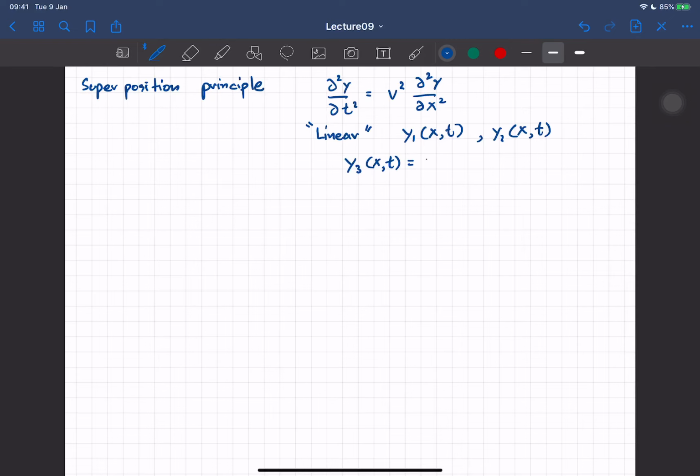You can come up with y3 by adding y1 and y2 together like this. And in this case, y3 is also a solution.